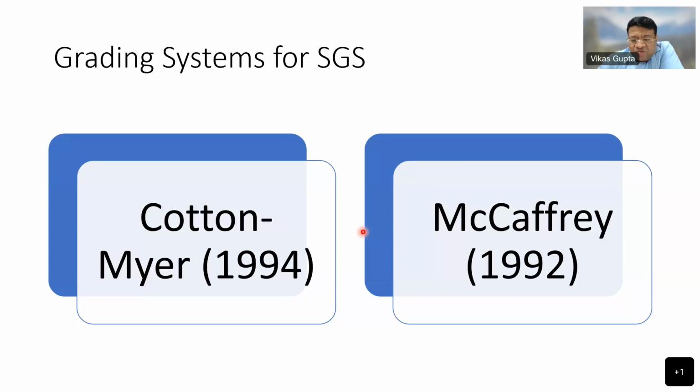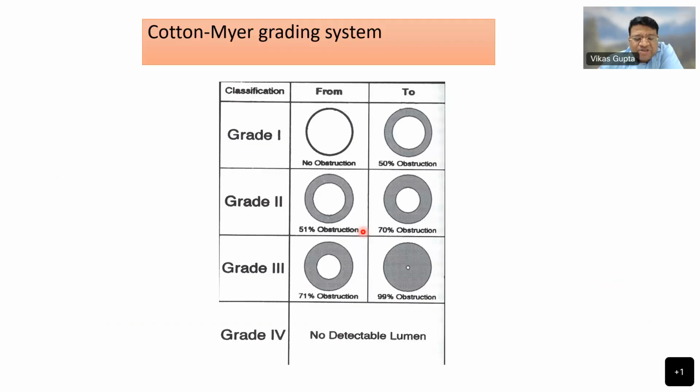Now when we do the endoscopy, we need to grade the stenosis. The most commonly used grading system is the Cotton-Myer grading system. Another grading system which is used by a few authors is the McCaffrey grading system.